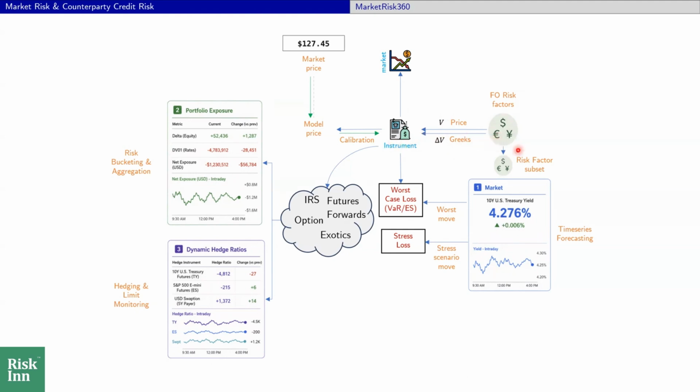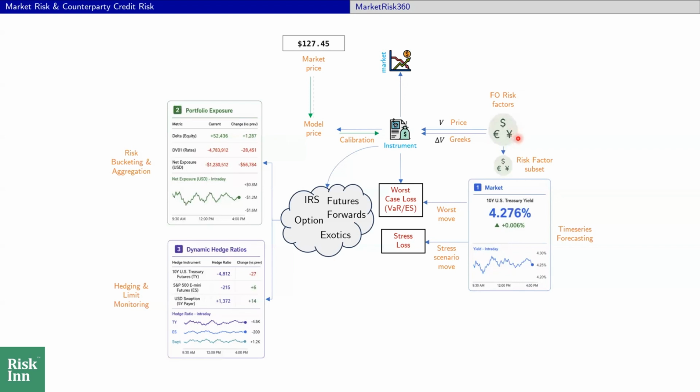Now, when it comes to risk modeling, typically the risk department considers a subset of all the front office risk factors. For option pricing, I don't want to get too much into the weeds at this moment because there is a lot, so I'll try to explain at a high level.